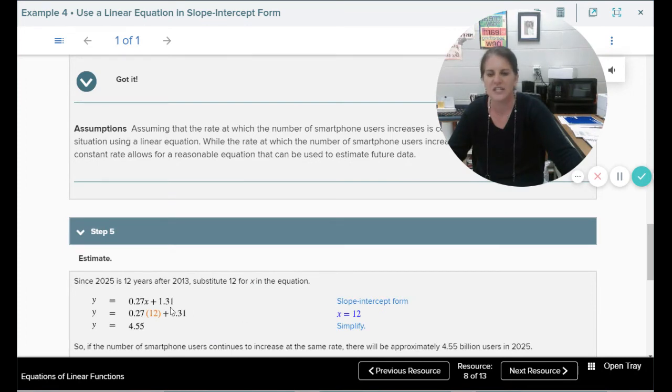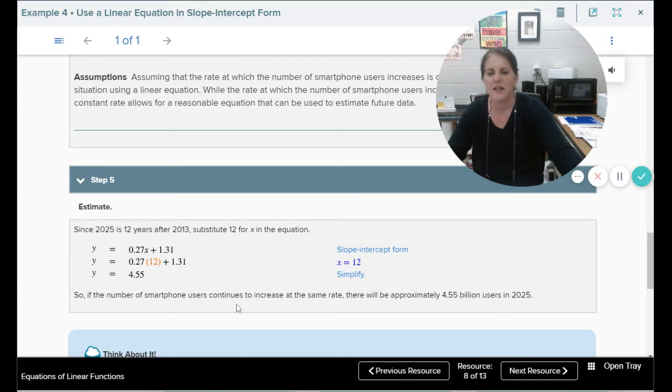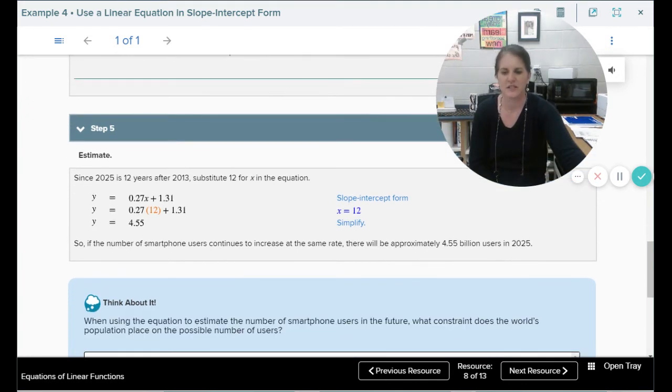So now we need to do that estimation. 2025 is 12 years after 2013. So I'm going to plug in my 12 in place of my x. I'm going to calculate it. So we're assuming that there will be 4.55 billion users. If it continues to increase at the same rate, there will be approximately 4.55 billion users in 2025.